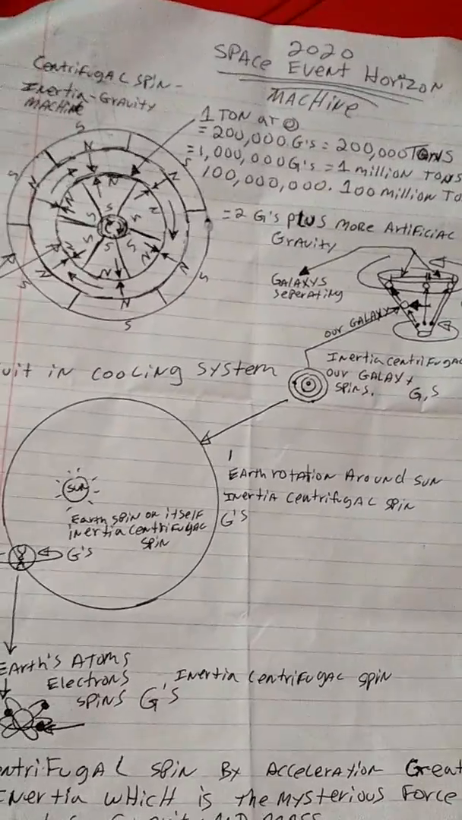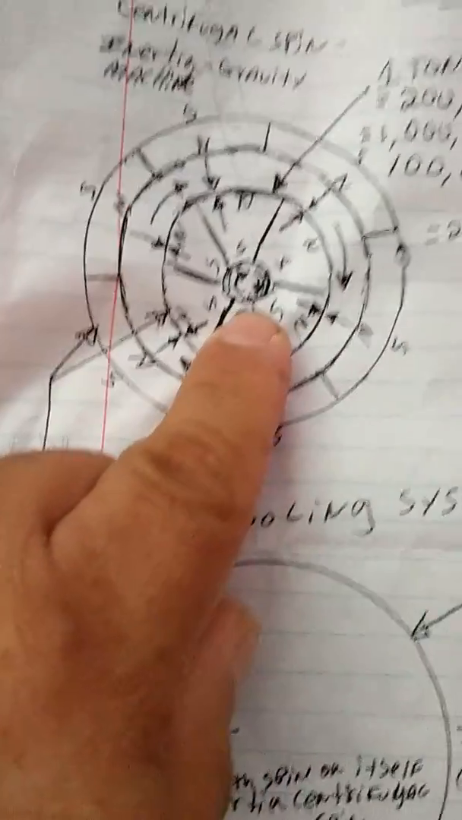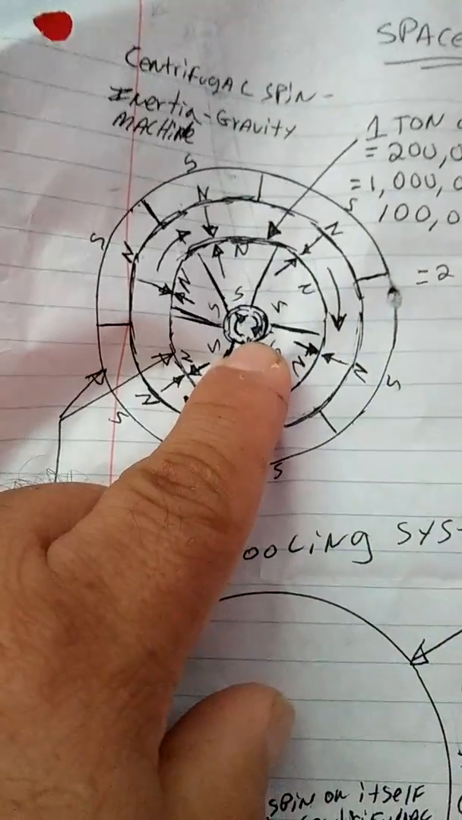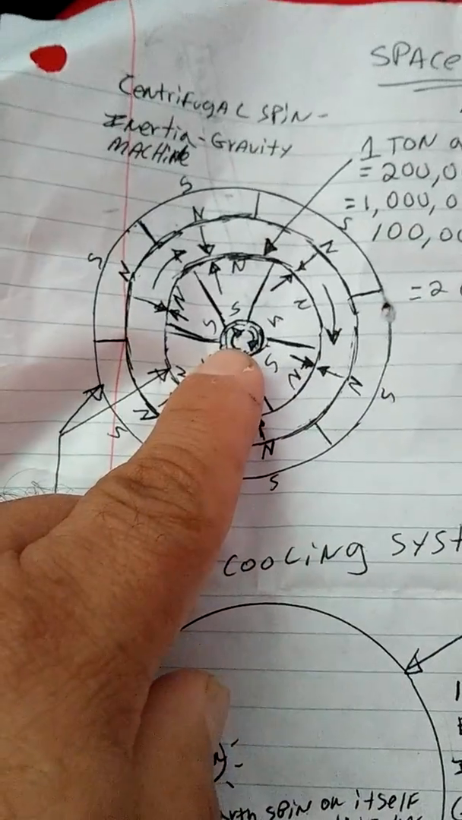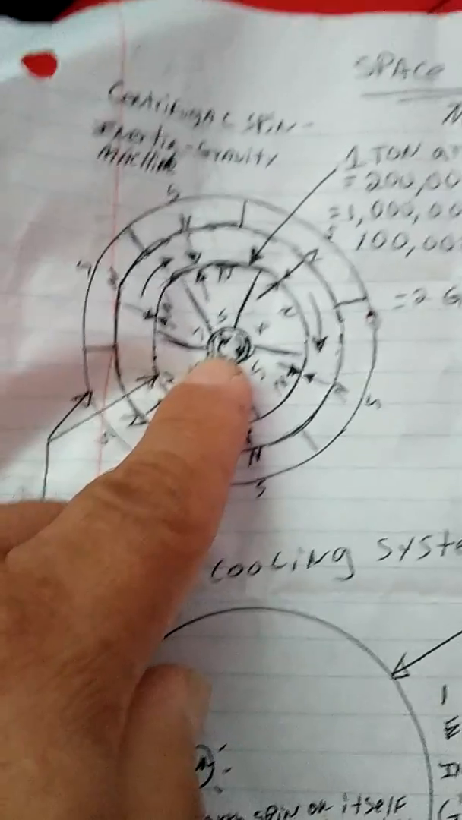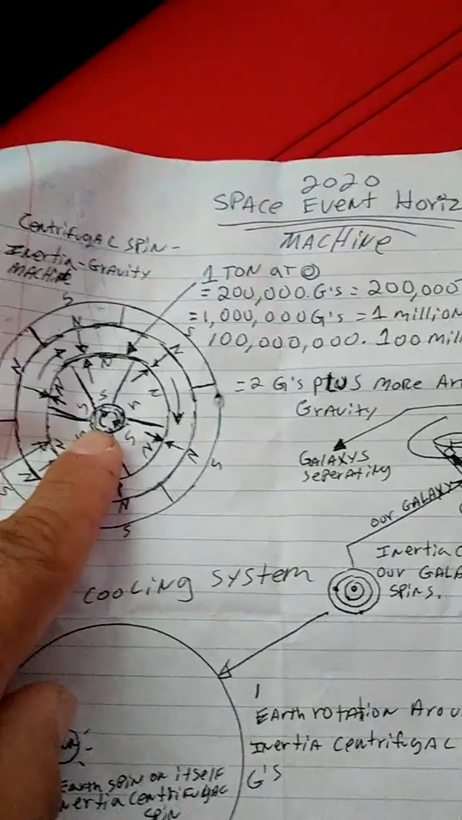Anyway, I know this is a lot of stuff, but this machine creates its own gravity, and if you add more velocity, it could create an event horizon in theory and concept.